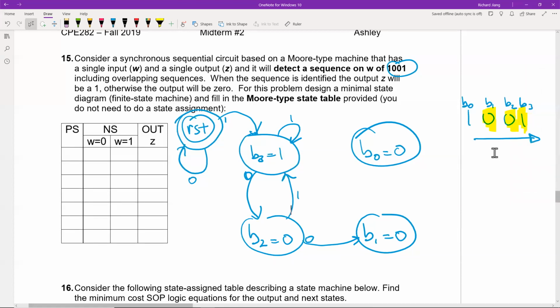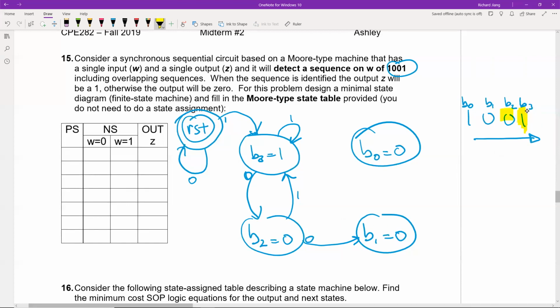The idea again is if we catch a 1, it's like saying, oops, you didn't catch the 1001 pattern, but you did catch a 1, so you can start back here. You don't have to go back to the reset because you found a 1, so you can say that you've found B3 equal to 1. Make sense? Yep. Good. So now we're all done with B3 and B2.